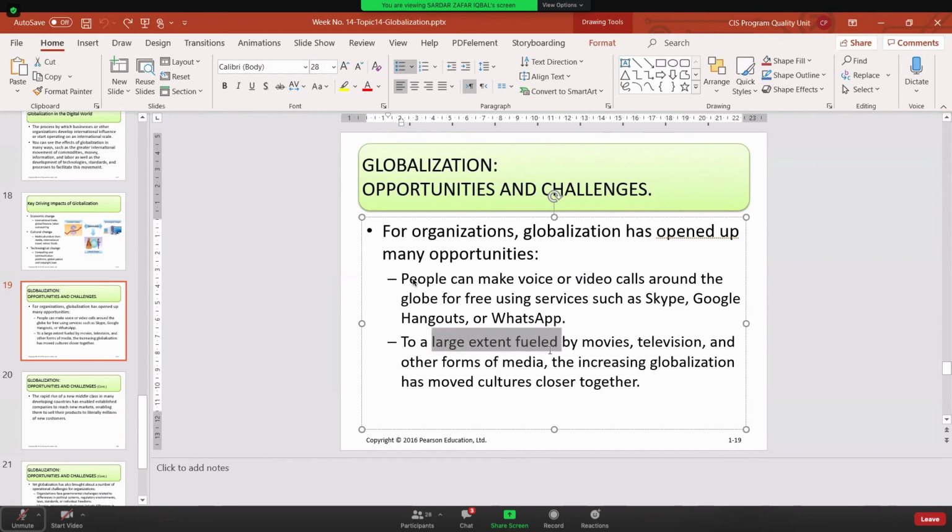To a large extent fueled by movies, television, and other forms of media, increasing globalization has moved cultures closer together. We used to see movies on television, newspaper articles about other cultures. This is also an opportunity. Did you see movies translated in your language?